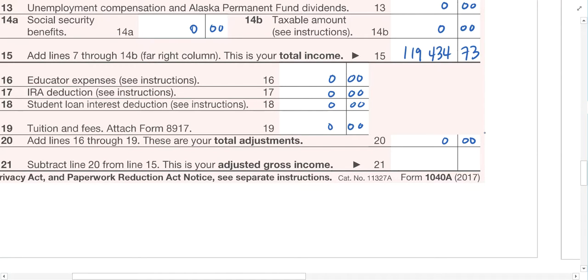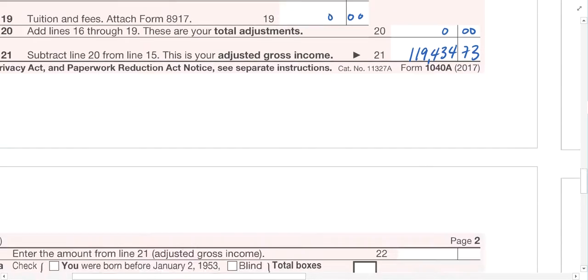Line 20 tells us to add those lines together, 16 through 19. So I've done that now. And line 21, subtract line 20 from line 15. This is our adjusted gross income. Again, I'm a bit nervous, but I don't have to stop just yet. We've got some more options on the second page.